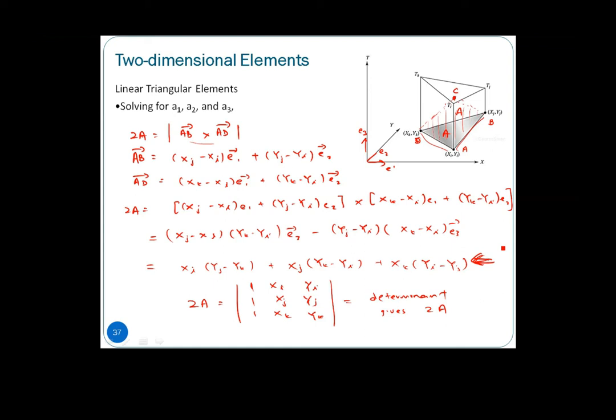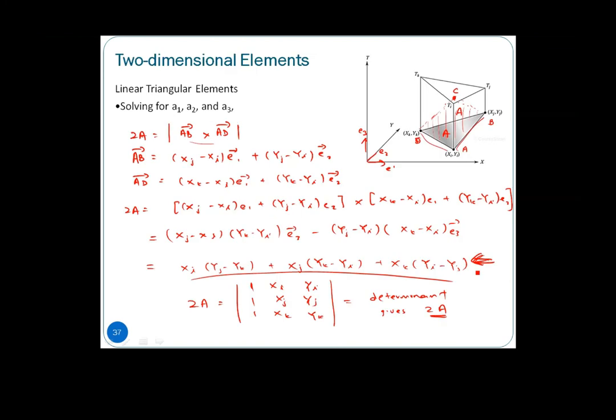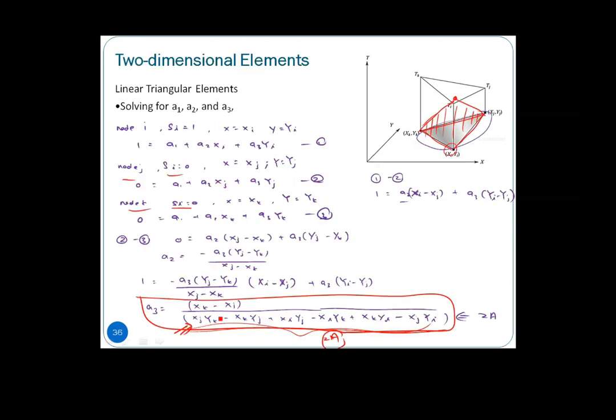In matrix form, if you rearrange it in terms of 1, 1, 1, xi, yi, xj, yj, xk, yk, and find the determinant, it also gives us 2a, so it can be verified. This itself is 2 times the area of this triangular element. So at the end, we will have our A3. We can simplify this to 2a, so we don't need to write so long. It is 2 times the area, and the numerator part of this A3 is xk minus xj.